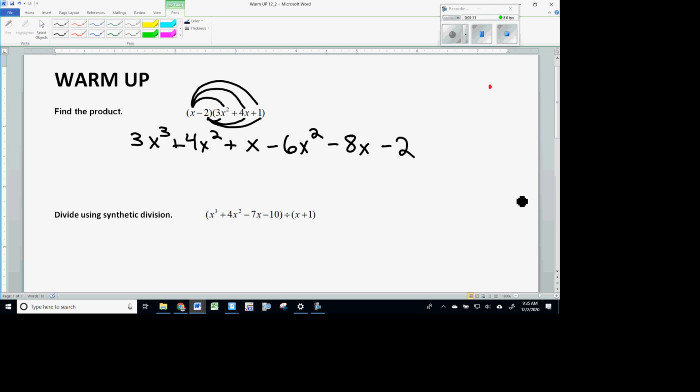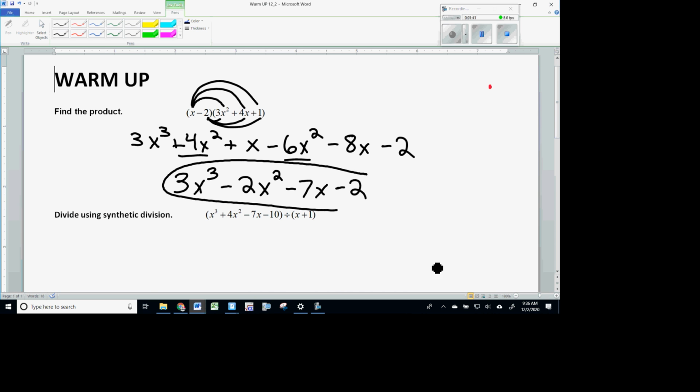The next thing we need to do is combine our like terms. So we get 3x squared, or excuse me, 3x cubed. That's one. We have 4 and negative 6, so that's negative 2x squared. We have two x's, 1x and negative 8x, so that's negative 7x. And there's just one number without an x, which is this.